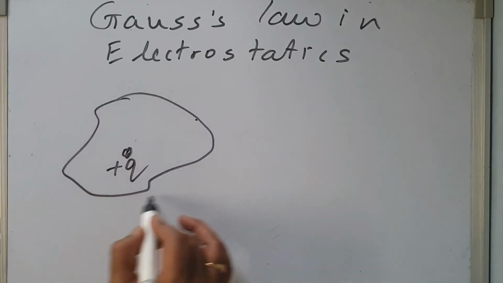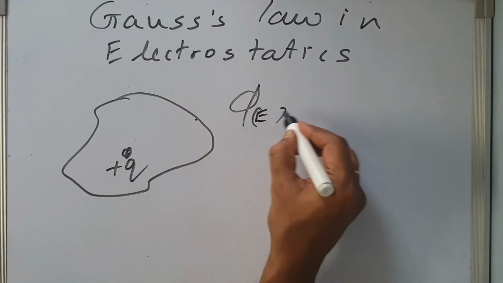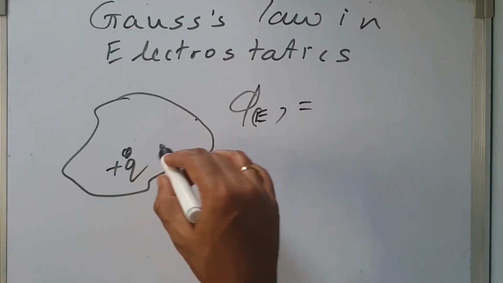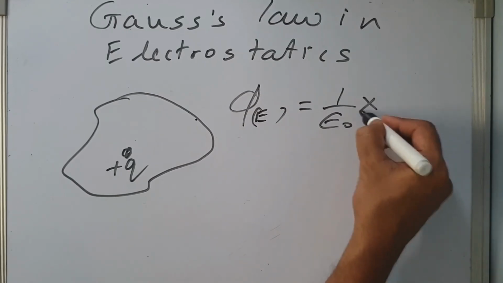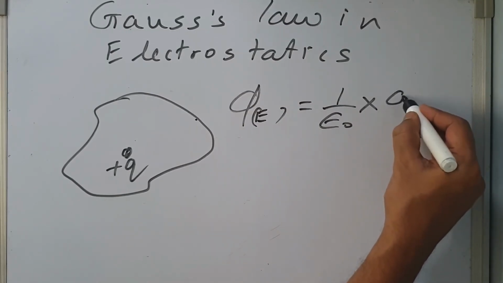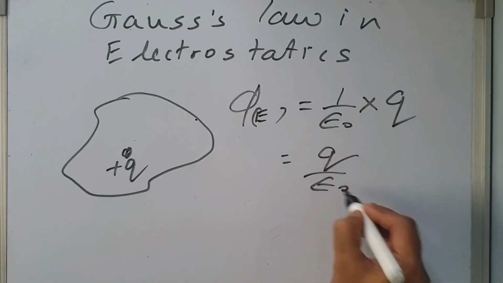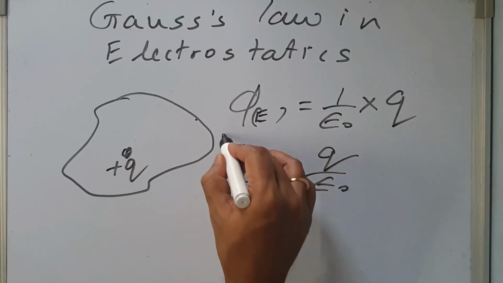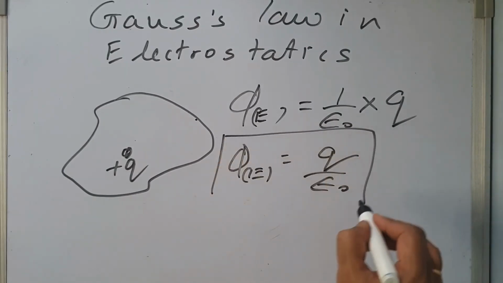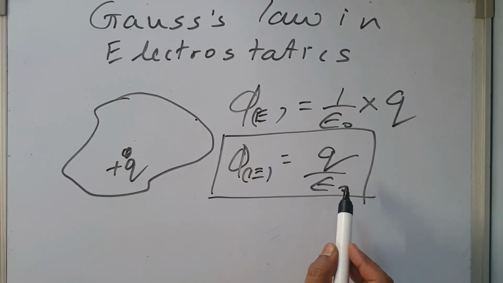The total flux over this closed surface, phi, is equal to 1 upon epsilon naught times the total charge enclosed by the surface. That is Q upon epsilon naught. So this is Gauss's law. How do you state it? The total electric flux over a closed surface is equal to 1 by epsilon naught times the total charge enclosed by the closed surface.